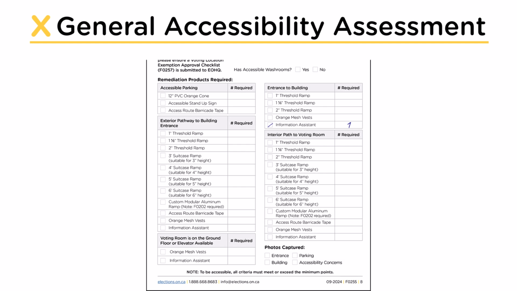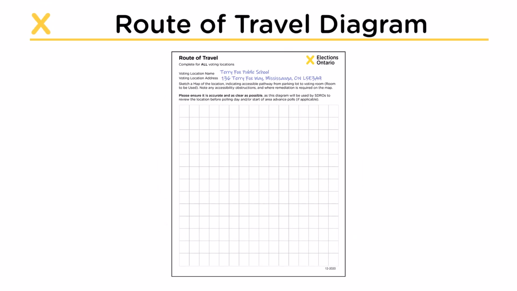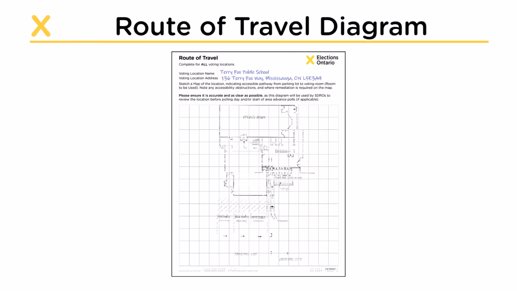On the route of travel page, you will sketch a detailed map of the accessible route from the parking lot to the voting room, and record any accessibility obstructions. You should also record areas which failed to meet the minimum requirements, and or where remediation is required. For example, recording where a ramp is required.